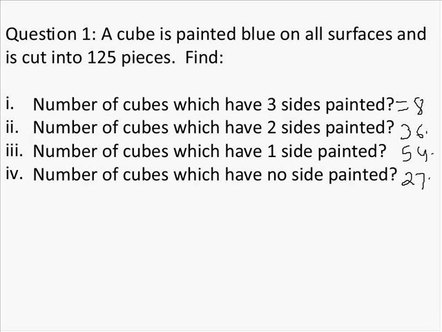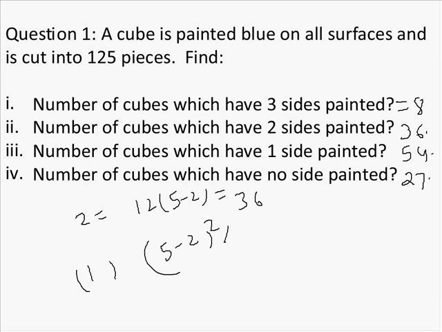From all the formulas, this is equal to 8 corners, which have 3 sides painted. 2 sides was what? 12 into 5 minus 2, 36. 1 side was (5 minus 2) whole square into 6, and 0 was (5 minus 2) cube, which was 27. So I hope everybody can crack this question now. There will not be any problem if it is given like this. All the formulas, you will remember.